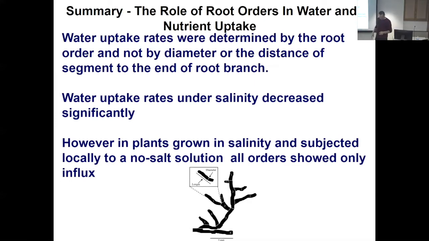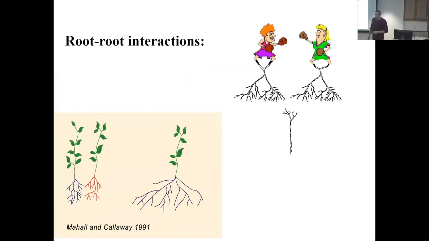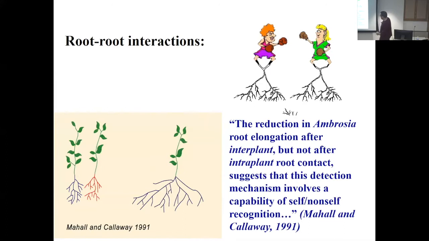Okay, so this is the first project I wanted to tell you about: root-root interactions. I told you roots have many roles. One of them is the interaction with the rhizosphere. So we have a root system here. In this root system, we have different roots, right? So does this root know that this root is the same? Like, does this hand know that this belongs to the same individual? And it was already published that when you have two roots together, for some reason this root knows, and they decrease their system, okay?